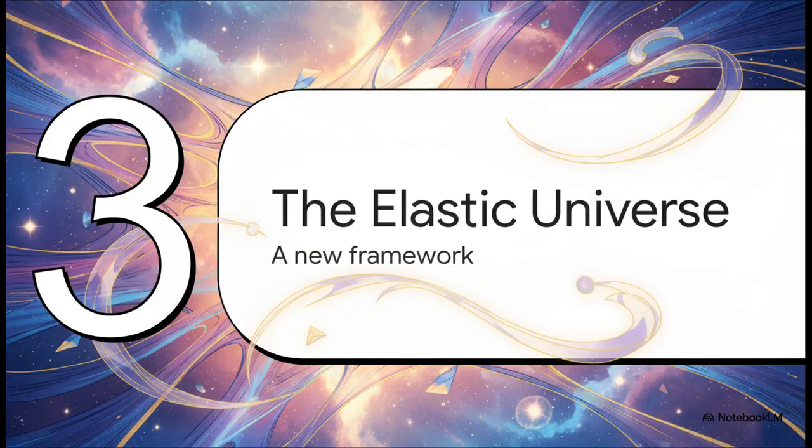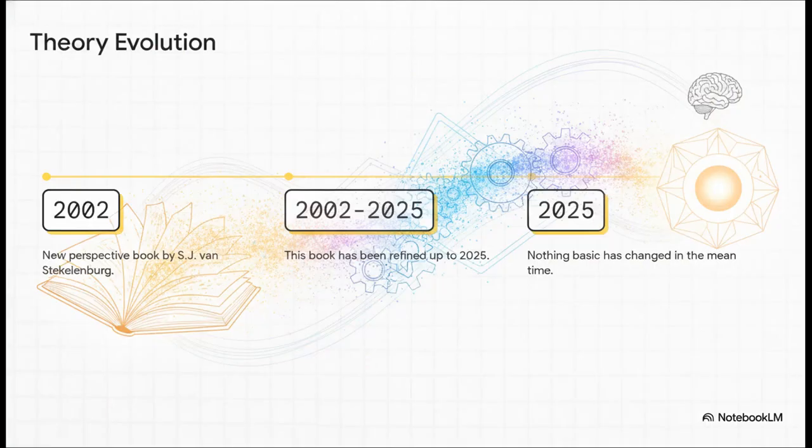All right, Section 3, the elastic universe. Let's look at a new framework. So, if the universe isn't made of tiny, separate, distinct objects, then what on earth is it? Let's introduce a totally new framework, a new suspect in our cosmic mystery, if you will. Now, this concept isn't just some overnight thought experiment. It's been carefully developed over decades.